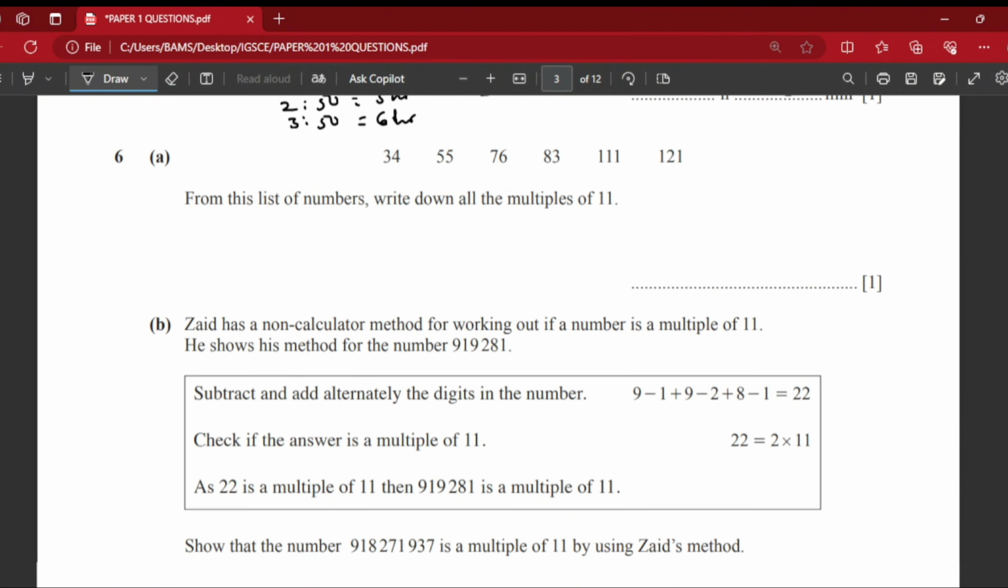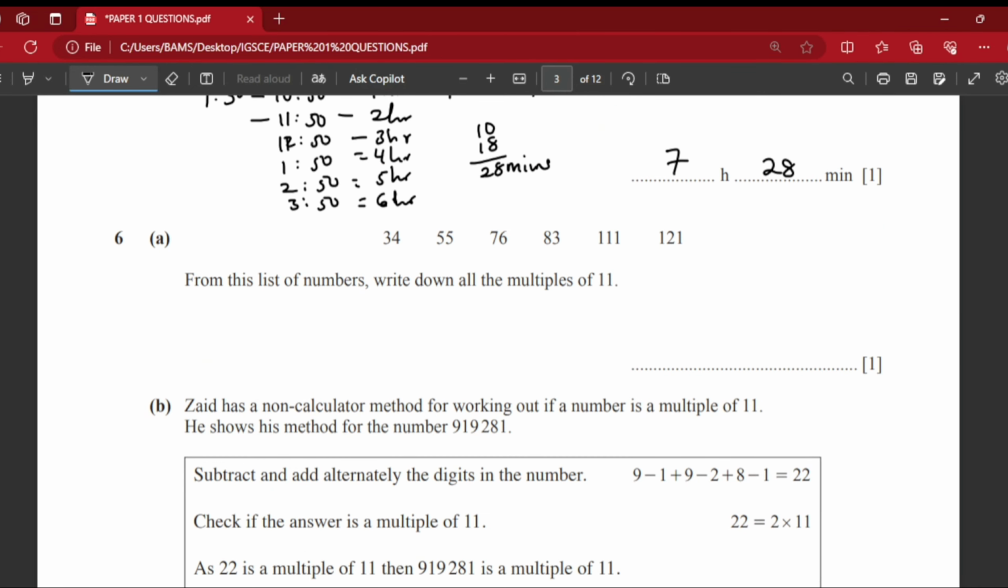So let's move to question 6 without wasting time. From the list of numbers, write down all the multiples of 11. So what are the multiples of 11? What does that mean? That means what can 11 divide without remainder? Basically, that's just the simple way I can put it.